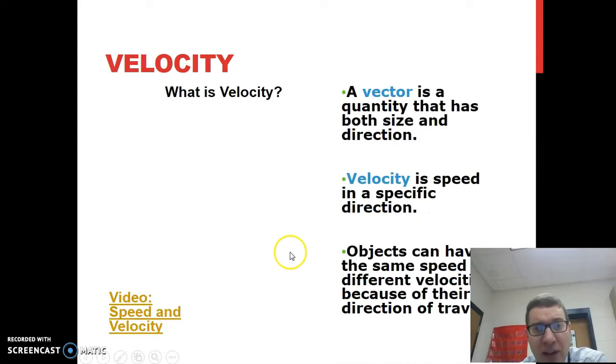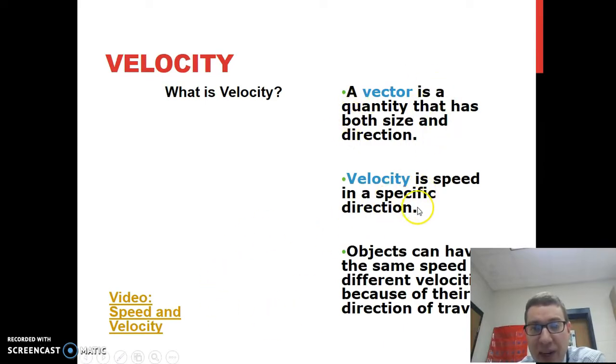Velocity. The last thing we want to talk about is velocity. And velocity, this is a vector, is a quantity that has both size and direction. So that's the first thing. An arrow, direction, if you're going north, that's a vector. South is a vector. West is a vector. Up, down. Whatever direction you're going, that's what we call a vector.